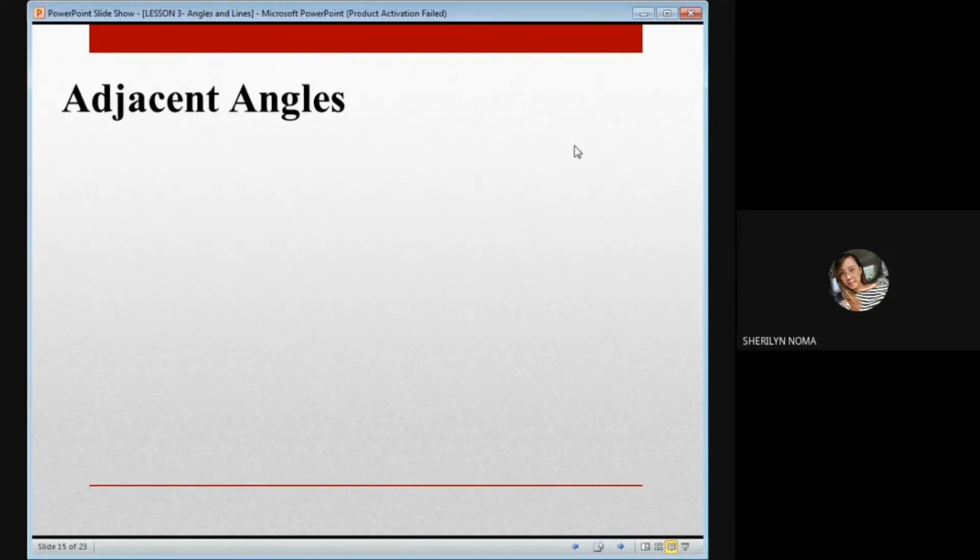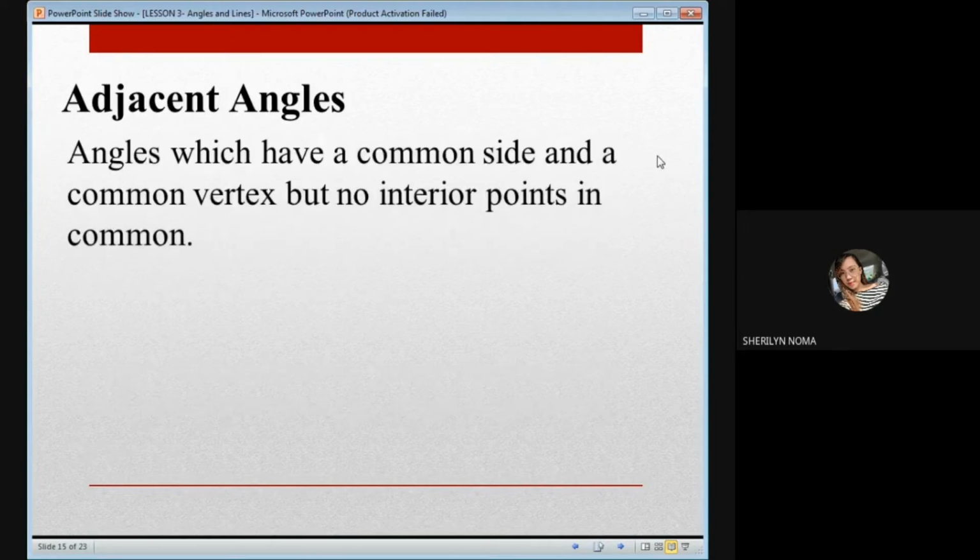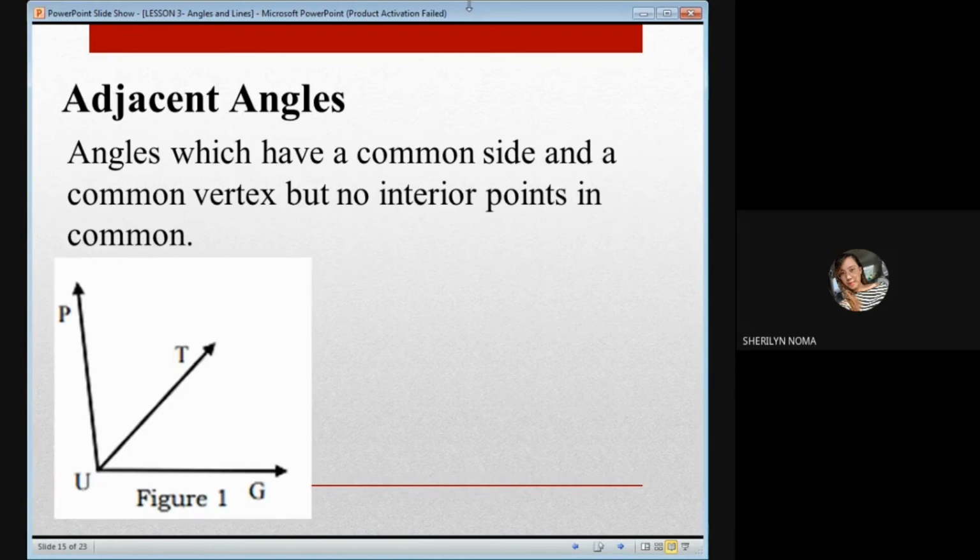So let's move on to the adjacent angles. When we say adjacent angles, they are angles which have a common side and a common vertex but no interior points in common. So, wala silang interior points. Ibig sabihin, walang points na nasa loob na pareha sila. Pero, meron silang common side and meron ding common vertex. Wala siyang hinahanap na measurement, katulad ng complementary, 90 degrees, yung supplementary, 180 degrees. Ito, hindi naman.